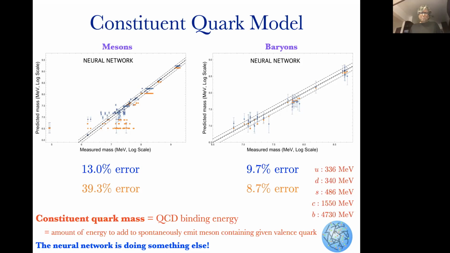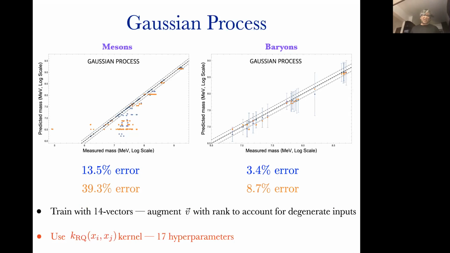So on the mesons, the neural network outperforms the constituent quark model. The error is a factor of 3 smaller. Whereas for the baryons, the constituent quark model does modestly better, but we're comparable to what the quark model is doing. If you just take the input vectors to be the up quark, the down quark, etc., and you predict the mass based on the input vector, we find that you don't reproduce the masses in the constituent quark model. The neural network is in fact doing something else. The Gaussian process gives an error of 13.5% for the mesons and 3.4% for the baryons. The error bars are somewhat larger.